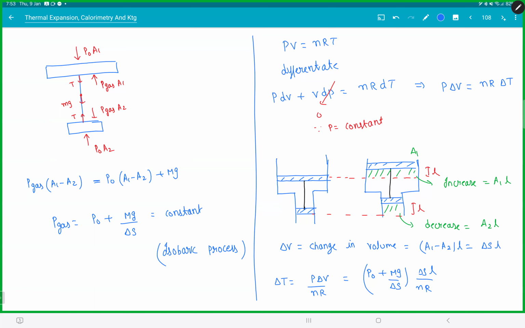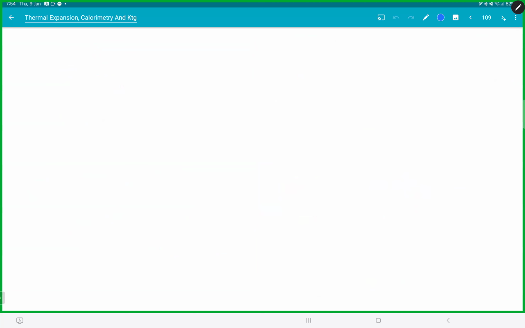Clear, everyone? Next thing: mean free path.